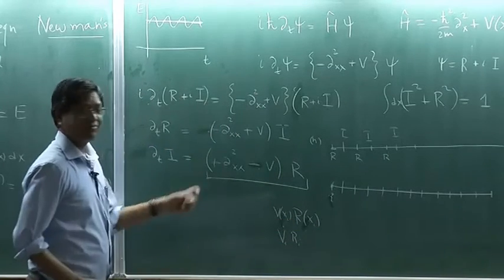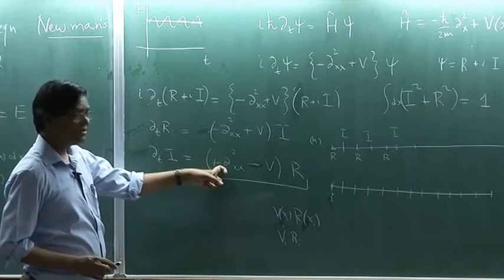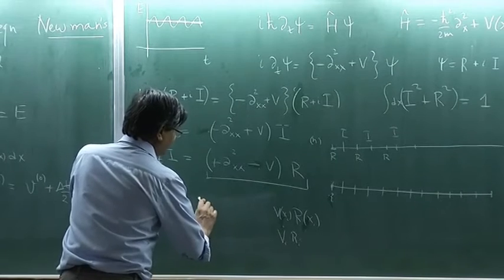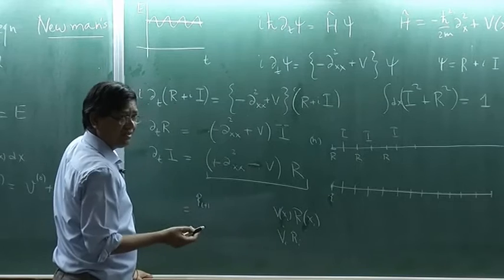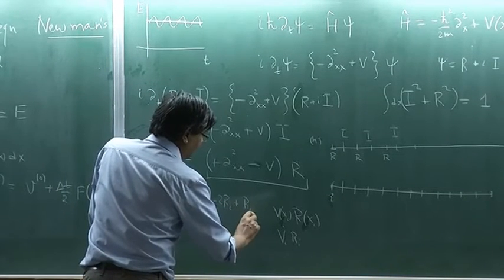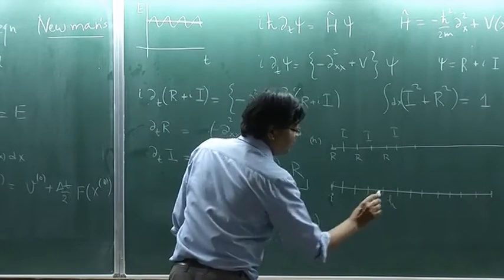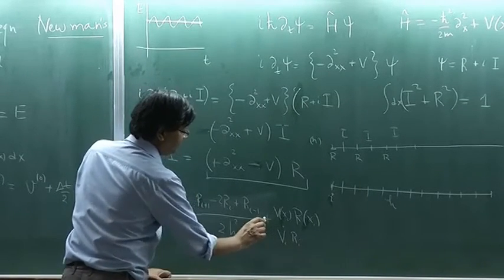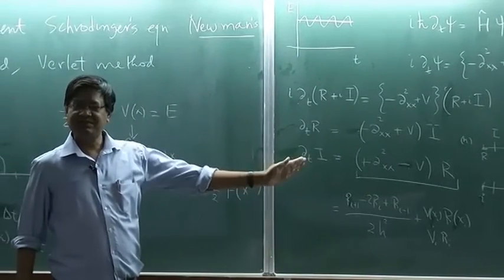What about this one? What happens to this Laplacian? This will become R_{i+1}, I do central differencing, minus 2 R_i plus R_{i-1}, divided by, I call the uniform spacing h, h squared. So this is the space discretization.